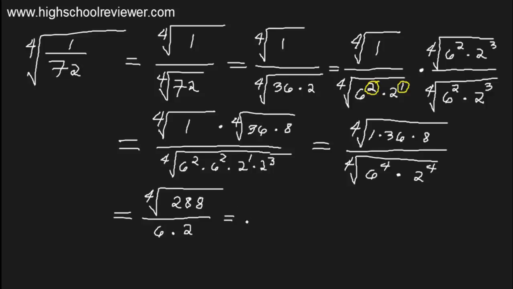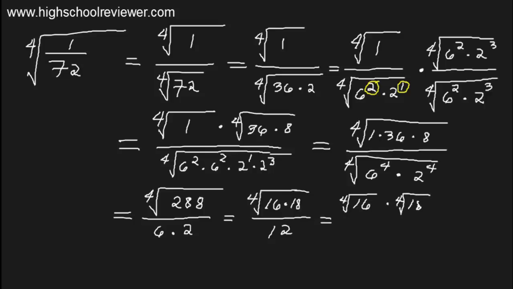Okay, now we can still factor out 288. So the factors of 288 will be the 4th root of 16 times 18, all over 6 times 2, that is 12. And we can still rewrite this. So this will be the 4th root of 16 multiplied by the 4th root of 18, all over 12.